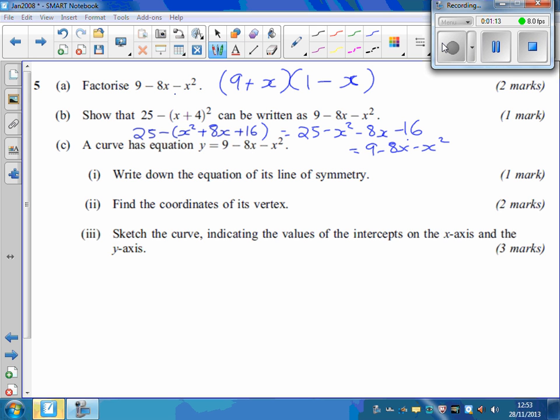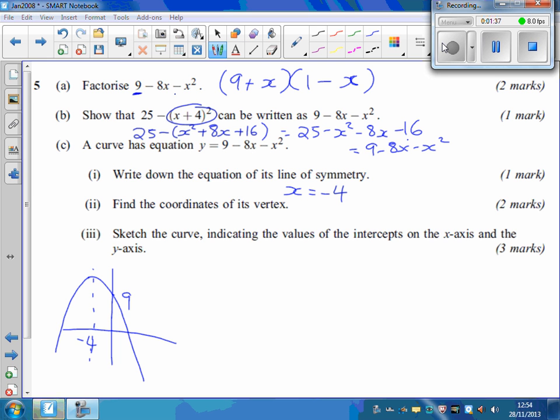Oh, you've got to do that later on, but you know it's going to be highest point here up at 25, and the highest point here is when x is -4. So we've got -4, 25, looking something like this. Crossing here, you know, at 9, and so the line of symmetry is straight down there. The line of symmetry is x equals -4.